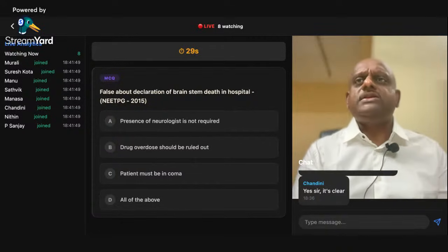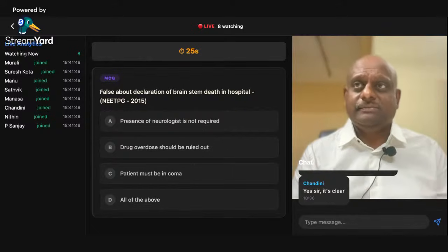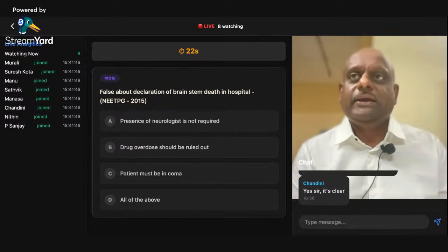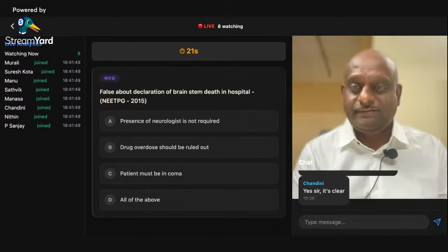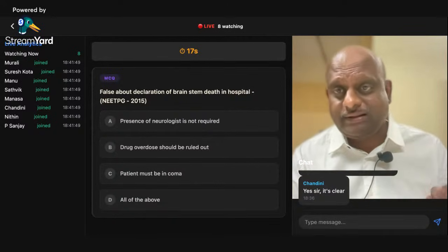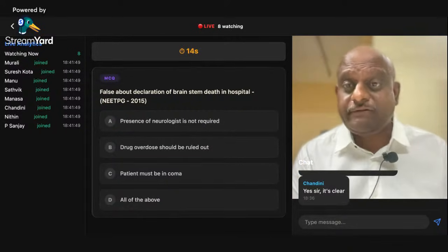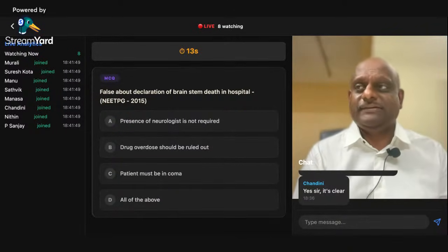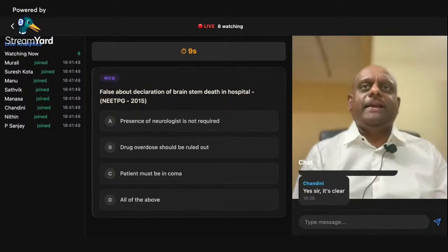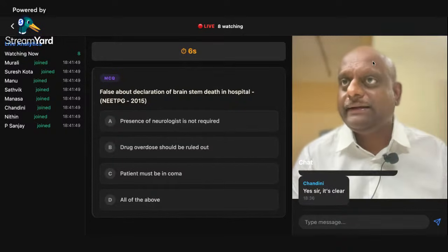Now, what is false about the declaration of brainstem death in the hospital? Yes. Give me one confident answer, doctor. How do you declare brainstem death in the hospital? NEET PG 2015 question. Yes. Sanjay, Nitin, Chandani, Manasa, Satvik, everyone who is online?